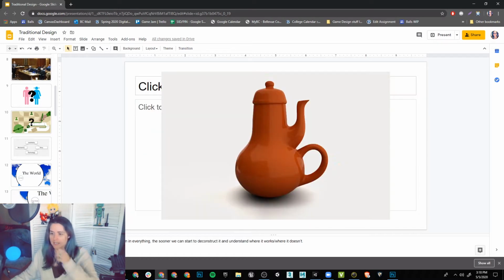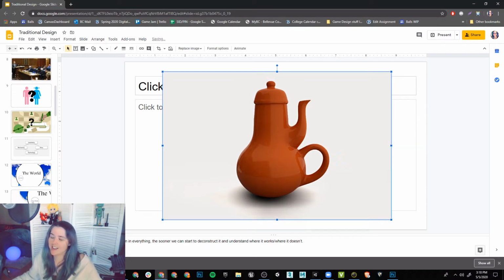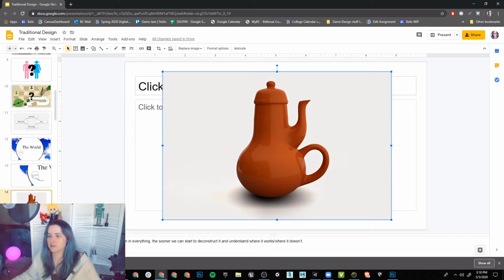Okay, so the sooner we start seeing design in everything, the sooner we can start to deconstruct it and understand where it works and where it doesn't. I really love this picture. It's kind of a famous picture. It's an abstract piece about design, and it's intended to make you think about something we call agency, or, I'm sorry, affordances. All right, so let's move on.